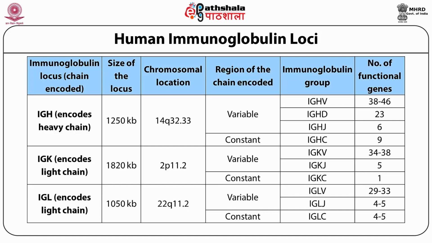The number of genes depends on the haplotype of the individual and thus can vary between individuals of the same species. For example, the IgH locus can have anywhere between 38 to 46, the IgK locus can have anywhere between 34 to 38, and the IgL locus can have anywhere between 29 to 33 functional V genes in case of humans.